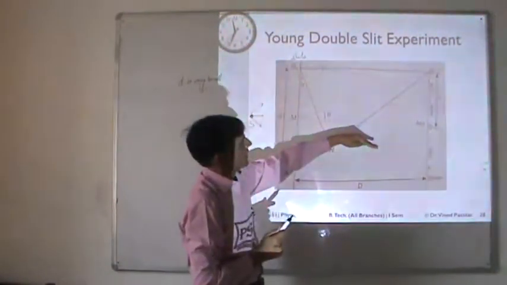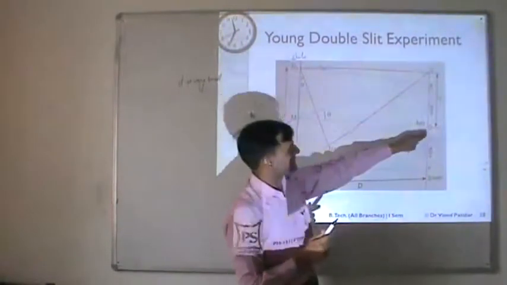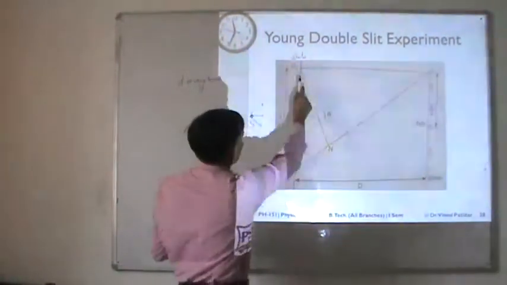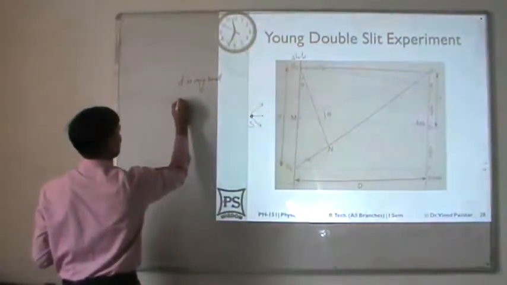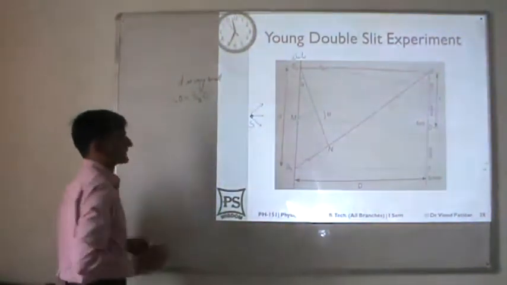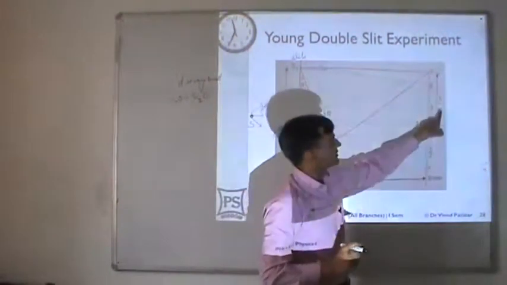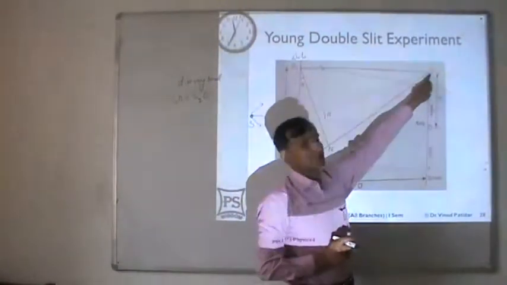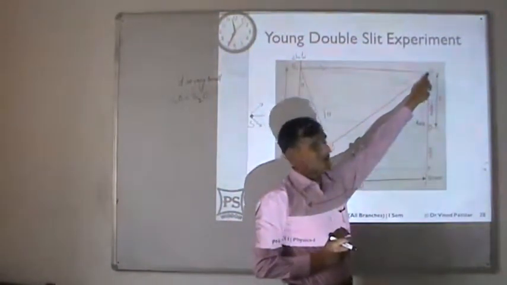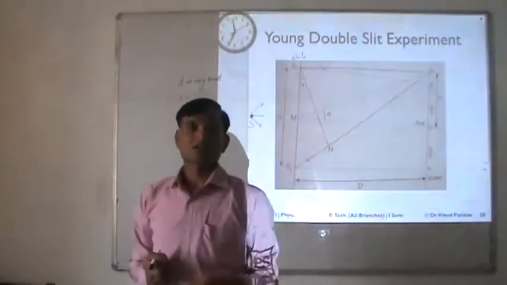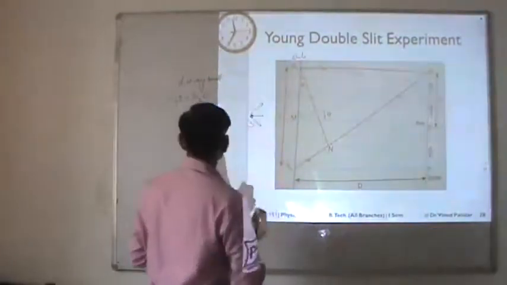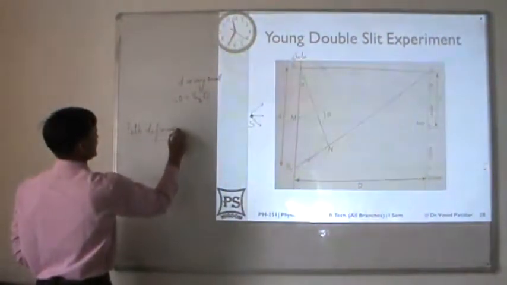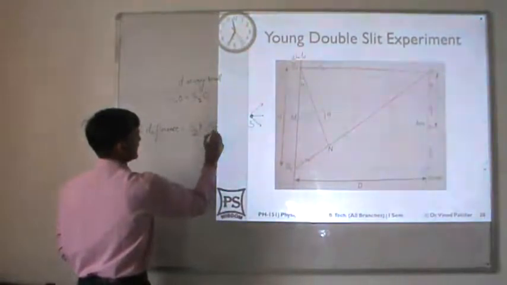For this analysis, we are considering that P is a point at x distance from the center. This center means S1O and S2O are the same basically, it's a center point, and we are talking about an x distance from the point O. We will find what kind of intensity pattern there will be after the superposition, whether it will be a bright point or a dark point. For that, we want to calculate the path difference, which is S2P minus S1P.